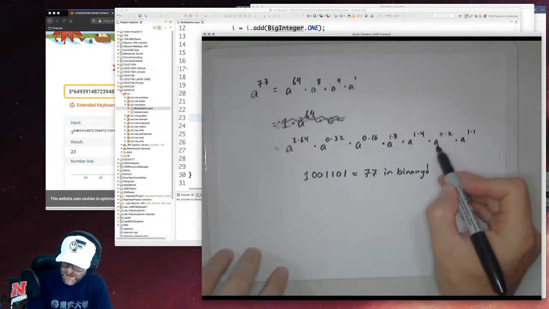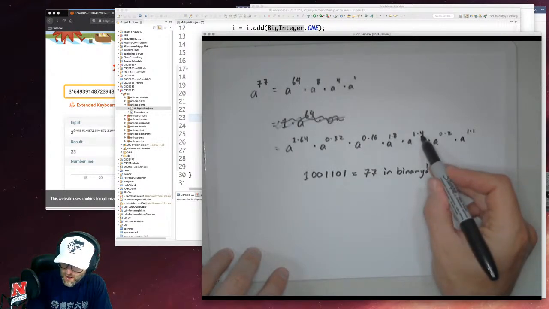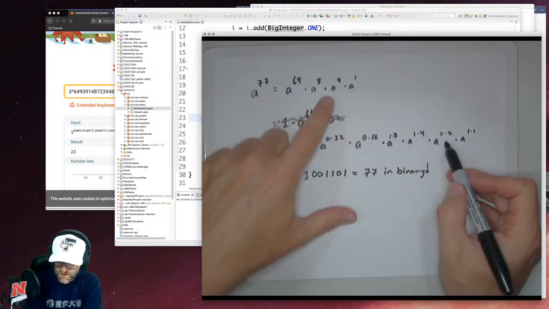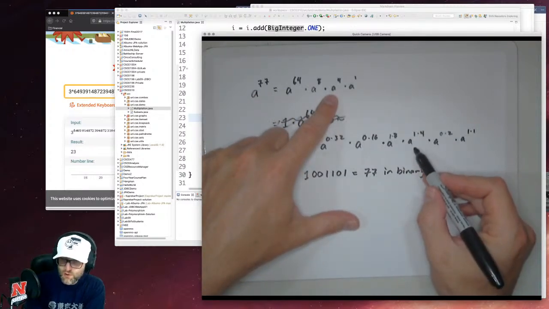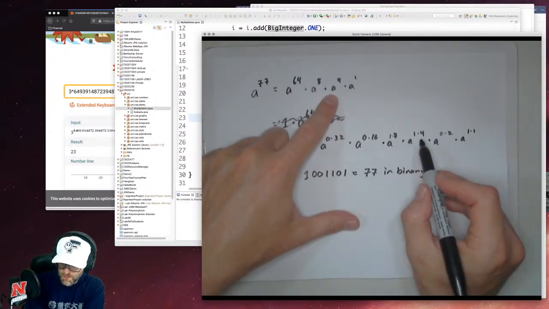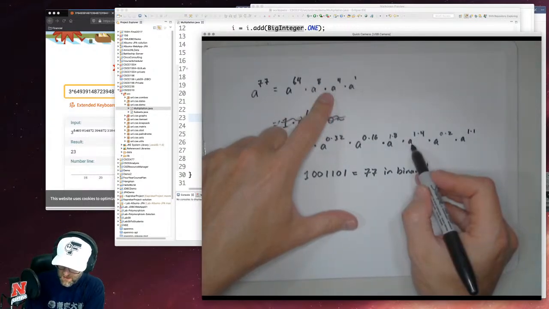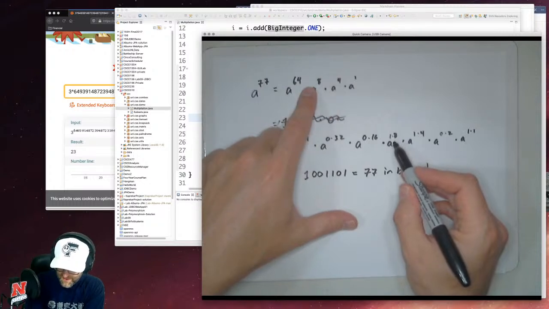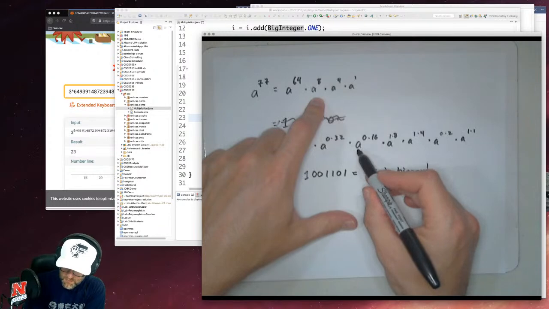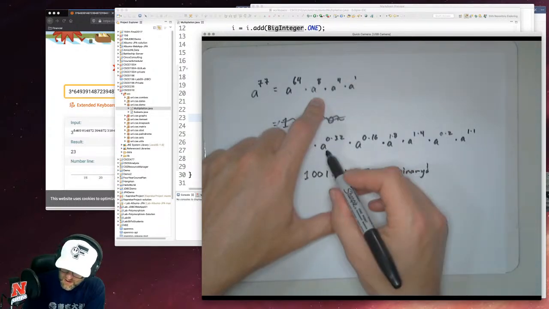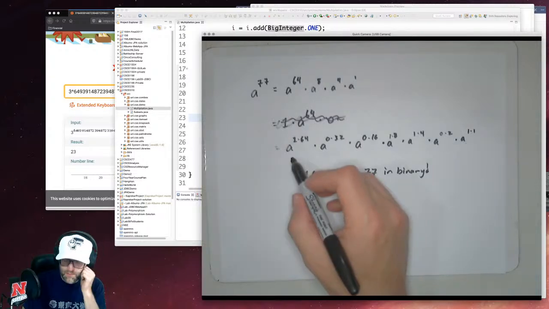When I go to a squared, well, I don't need that except for the next computation to do a to the 4th, so it won't affect this number up here, but I still need to square it to get the next number. I do need it, so I go ahead and multiply it into my result up here, square it to get a to the 8th. I need that, so I multiply that into my result over here. Square it, but I don't need it, so ignore it. Square it again, but I don't need it, so ignore it. Square it again, and I do need it, so I go ahead and put it up there.